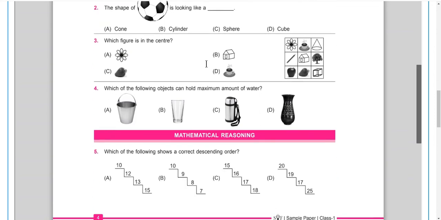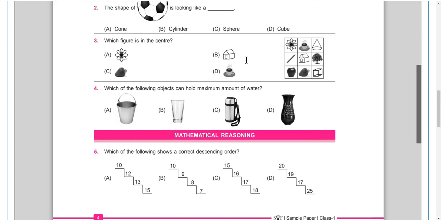So exactly, what you need to do is, you need to see what is in the middle, and you need to match that figure with the options A, B, C and D. And you can clearly see that the answer is B. So the answer is B, which is correct. Nice. Now we'll come down to the fourth question.